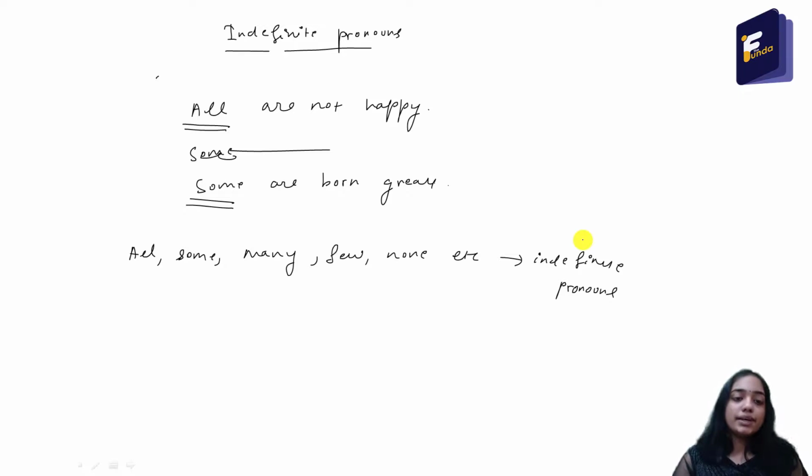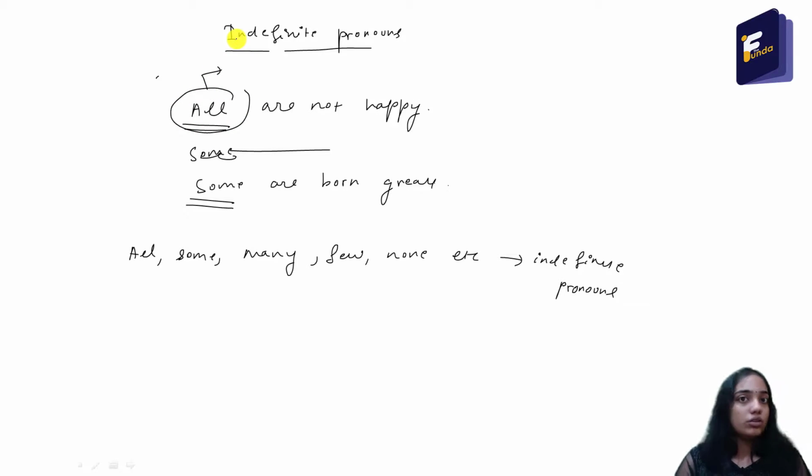In a sentence, if I say Raghav is sitting there, he is looking at the painting, the word he in that sentence is pointing out towards a particular noun, that is Raghav. But in the sentence, all are not happy, all is not pointing out towards a particular noun or any particular person or thing.